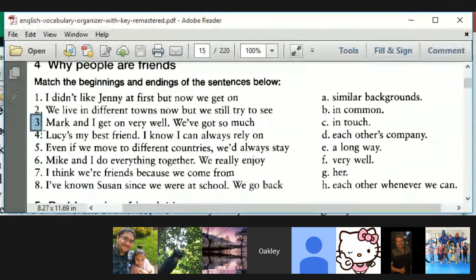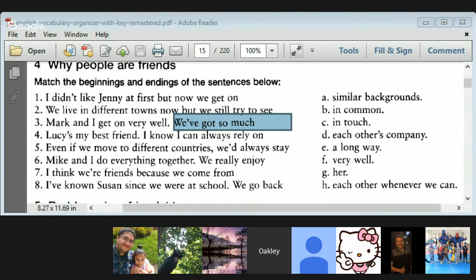Yes, Mark and I get on very well. We have got so much in common. Very good. A very common phrase, by the way. We've got so much in common. How do you pronounce we in contraction? We have with? Weave. It would sound exactly like the verb weave. You weave a basket. We've got so much in common. A very common phrase, got so much in common.